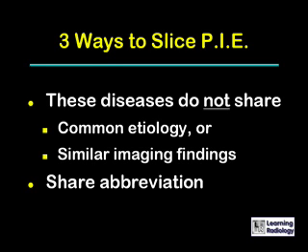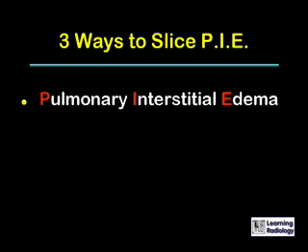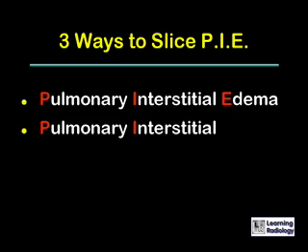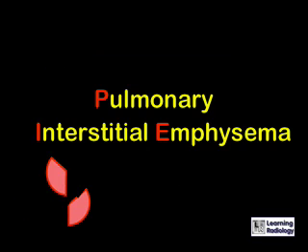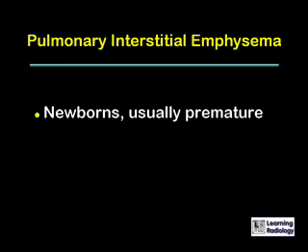This is the second of a 2-part podcast on 3 ways to slice PIE, pie. These are diseases that do not share a common etiology or even similar imaging findings, but do share the same abbreviation. The last time we talked about pulmonary interstitial edema. In this podcast, we're going to talk about pulmonary interstitial emphysema and pulmonary infiltrates with eosinophilia, 2 more pieces of the pie. Pulmonary interstitial emphysema is a disease of newborns.